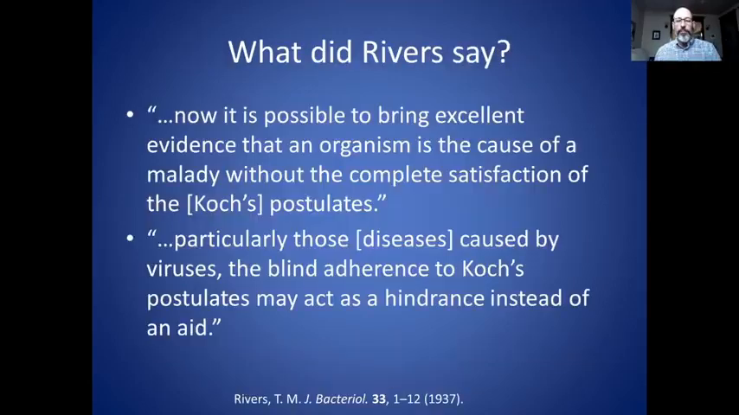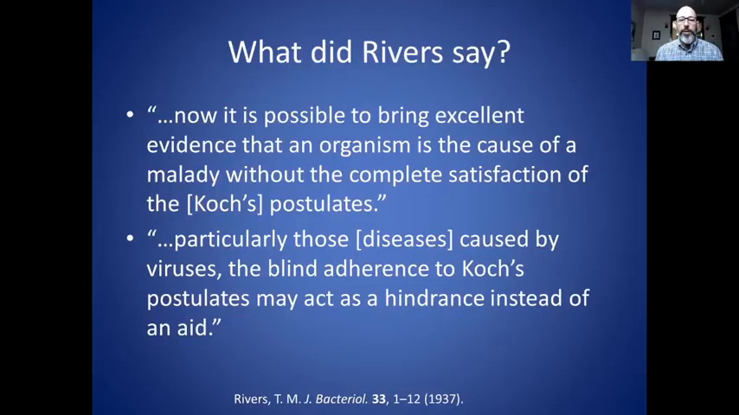So I went and looked at Rivers' article from 1937 where he laid out these 6 criteria. And I found a few interesting quotes to help us learn a little bit more detail about what he was saying. So the first quote: "Now it is possible to bring excellent evidence that an organism is the cause of a malady without complete satisfaction of Koch's postulates." So basically he's saying that you can skip the steps that are not included in his criteria and still prove that a virus causes a disease.